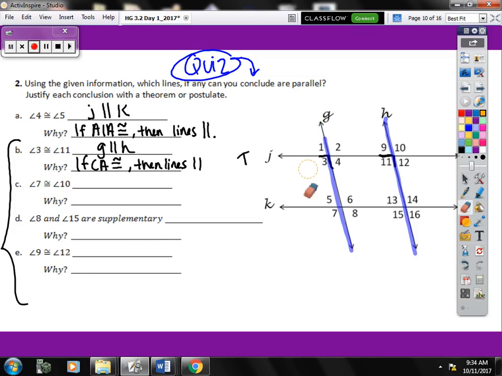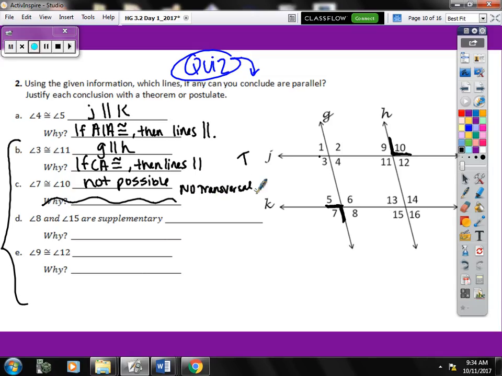All right, 7 and 10. So let me erase. 7 is down here. 10 is all the way up here. So if you try to look for a line that they both touch, it doesn't exist. This angle touches K and G. This one touches H and J. So there's no transversal. So this is not possible. You don't have to say why, but I'm just going to put that there's no transversal. Now some students are like, but they're alternating exterior, but they have to be along one transversal. That's the definition of alternating exterior. So that's not possible. I saw a lot of you getting that one, which was excellent.